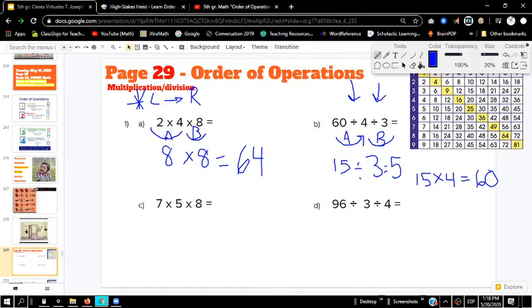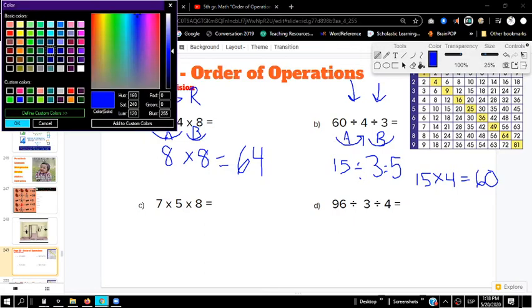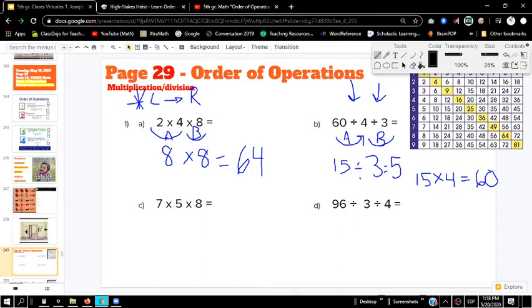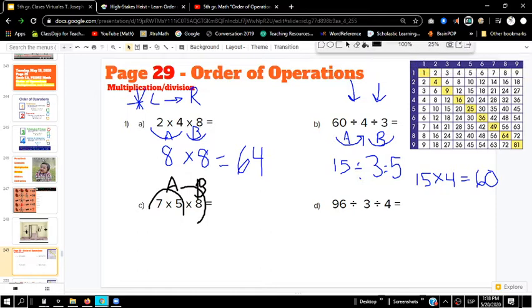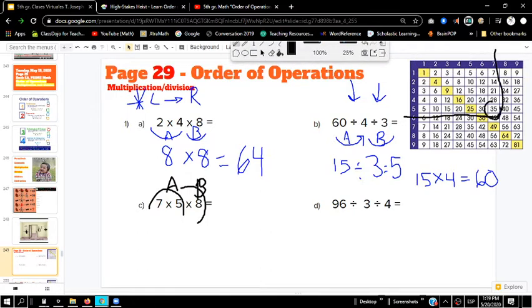Let me make the size of this just a little bit bigger to see. There we go, 25%, and let's change it to black for the next couple of problems. First, we're going to do 7 times 5. That's our step A. And then we're going to multiply that product by 8. So, what is 7 times 5? 7 times 5 is 35. 35 is my first number, my first answer, my product.